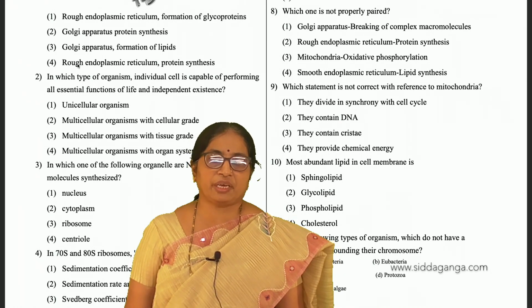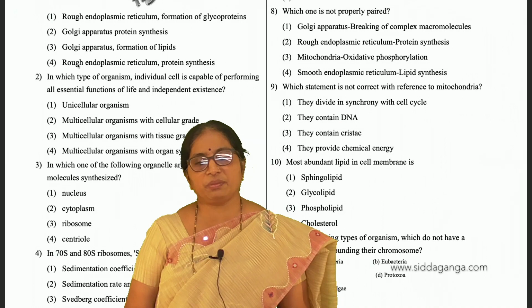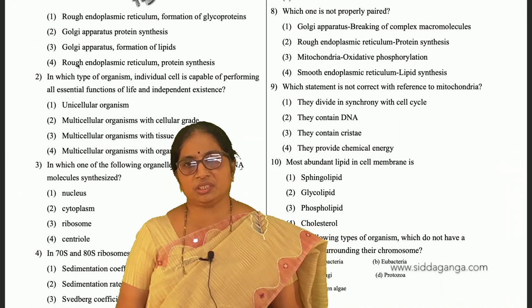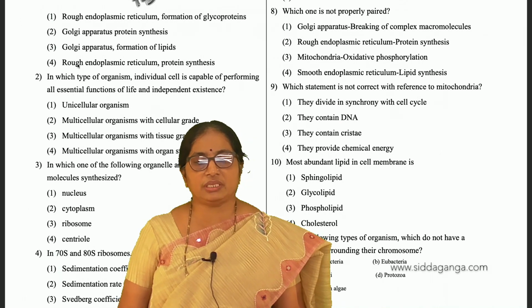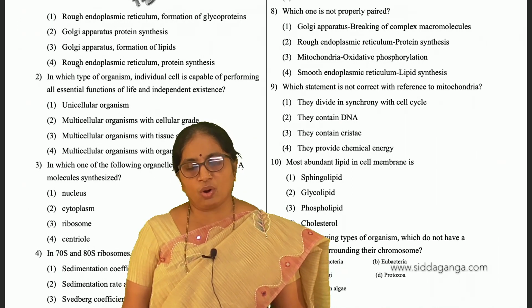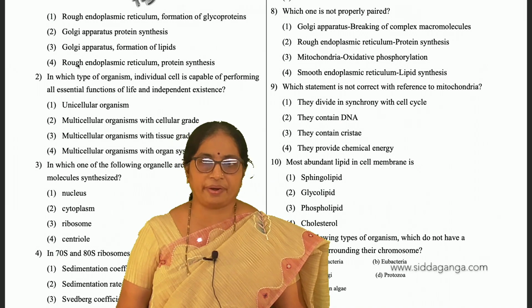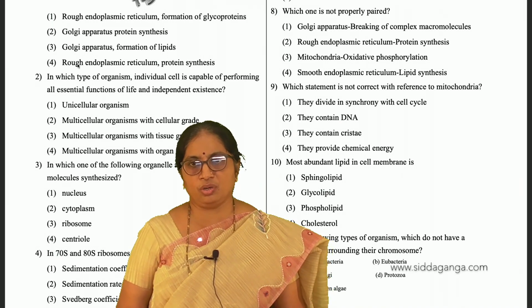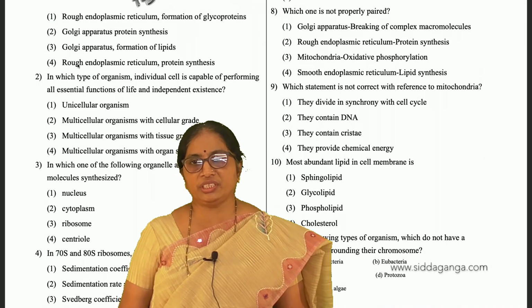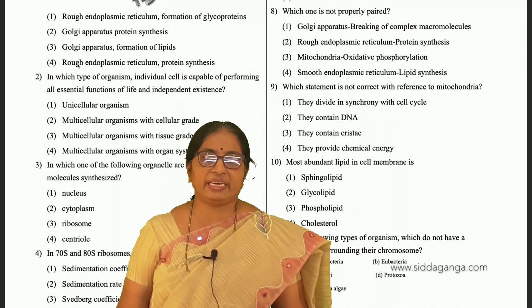The second one is rough endoplasmic reticulum, which is involved in protein synthesis, is of course right. Rough endoplasmic reticulum, also called RER, is called so because it is studded with ribosomes, and ribosomes are the sites of protein synthesis, as you all know. So it is rightly paired.